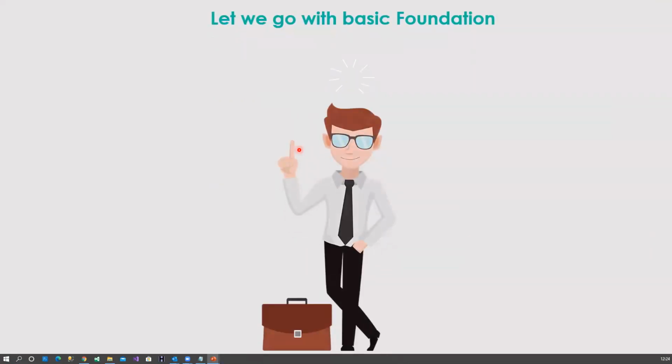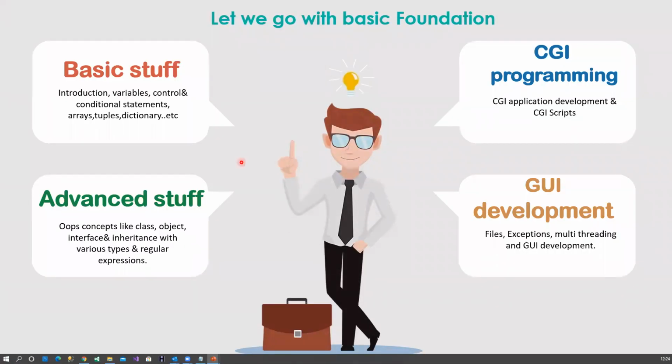Now we're going to talk about basic stuff like variables, control flow statements, conditional statements, arrays, tuples, dictionary, etc. And advanced programming like OOPS concepts: class, object, interface, inheritance, polymorphism, all that. This we don't need for now.